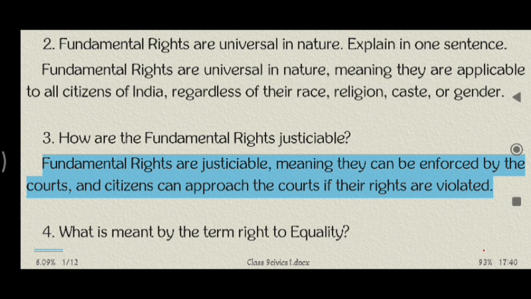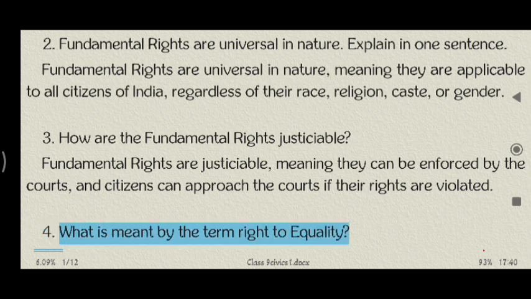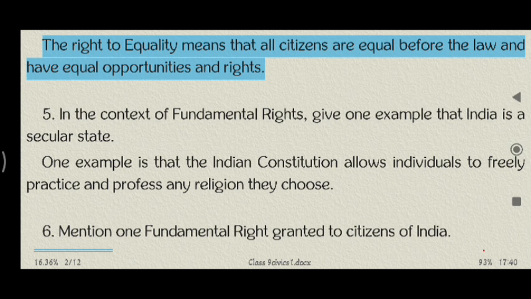3. How are the fundamental rights justiciable? Fundamental rights are justiciable, meaning they can be enforced by the courts, and citizens can approach the courts if their rights are violated. 4. What is meant by the term right to equality? The right to equality means that all citizens are equal before the law and have equal opportunities and rights.